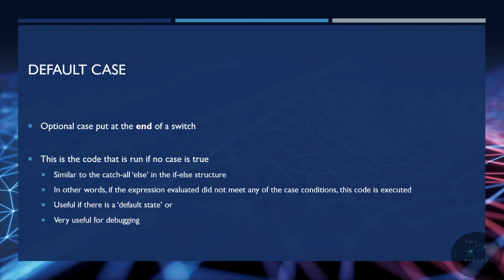Because if there is no default state and they shouldn't see anything, this is a way to check if you're following through on your last case. This is a way to check if somehow the switch statement isn't being evaluated correctly. You can display something like, if you are seeing this, then this switch statement is not working.